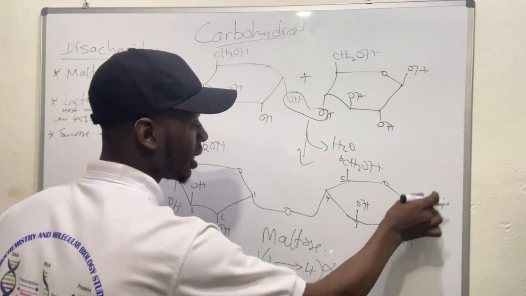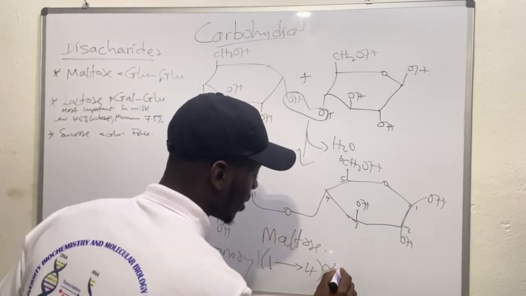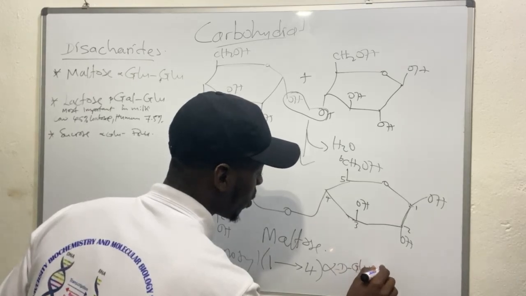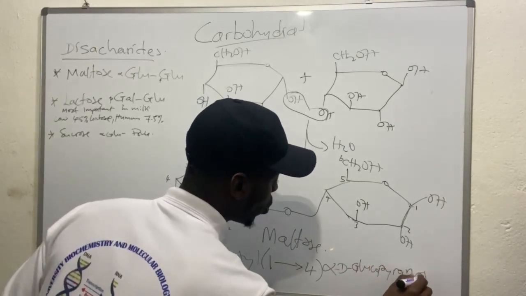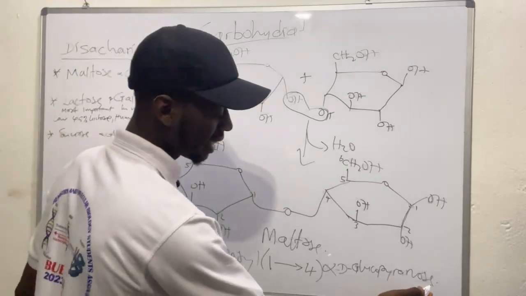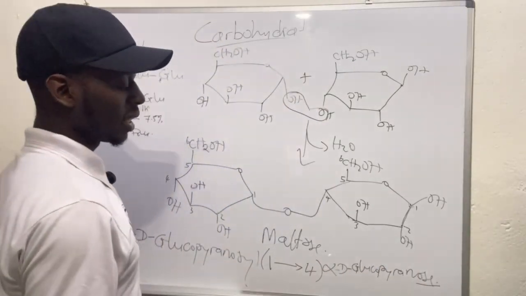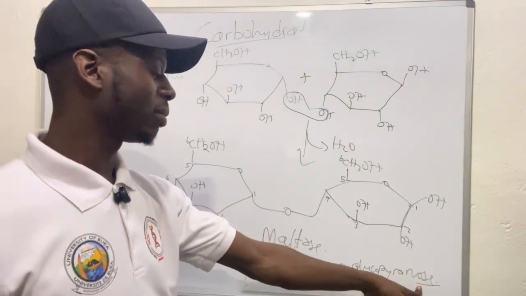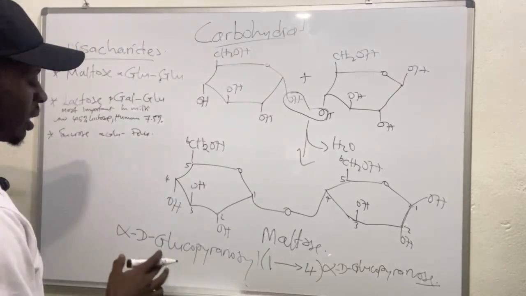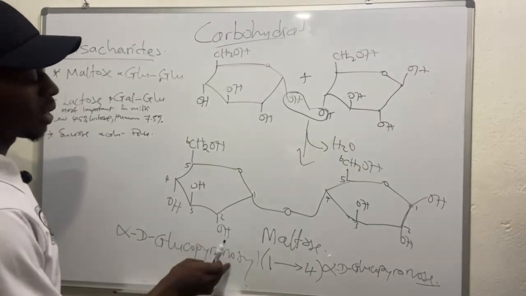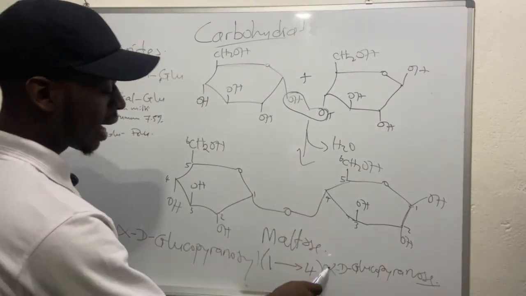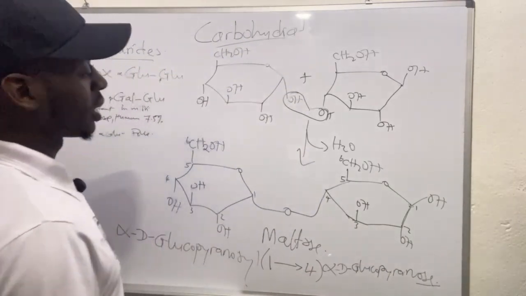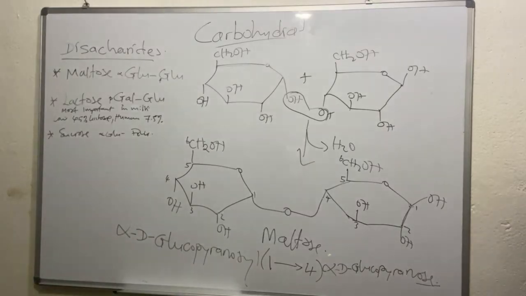Alpha, because the hydroxyl group here is pointing up, alpha D glucopyranose. Remember, I end the name here with O's because it is a reducing disaccharide. It is a reducing disaccharide. That's why I end the name here with O's, pyranose. So the systematic name is alpha D glucopyranosyl 1, 4, alpha D glucopyranose. So that's the systematic name for maltose.